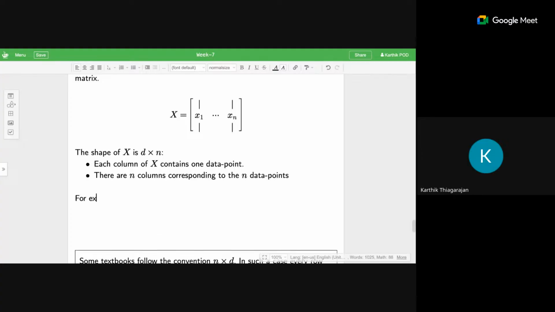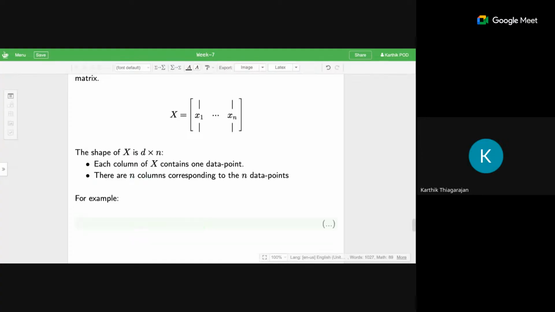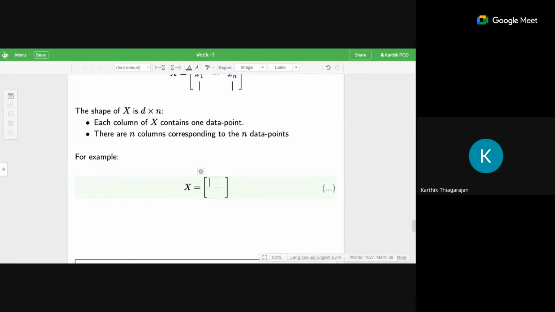For example, if this is not very clear to you, we could have a data set of the form, say, having five data points, right? 5 points in the set, and the first point would be say 1, 2, say -1, -3, 0, 1, 1.